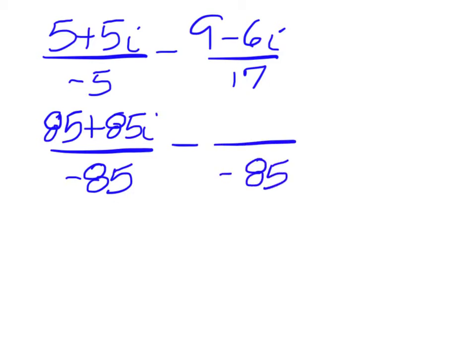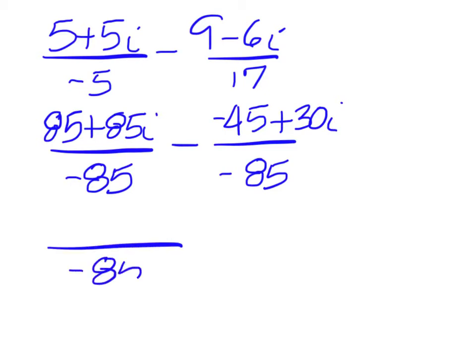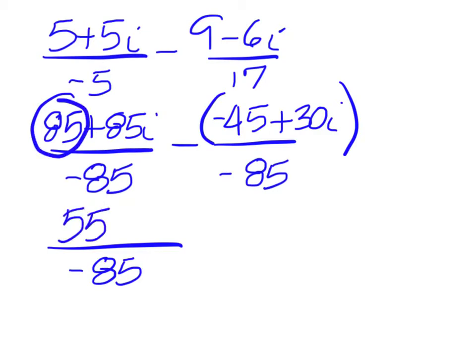And then multiply the 17 by what? Negative 5. So on the top, I'll have a negative 45 plus a 30i. Okay, so all of this together can go over the negative 85, which we can simplify later on. Now, you're going to have minus this quantity. So in terms of the constants, you'll have an 85 minus a 30, which would be a 55.